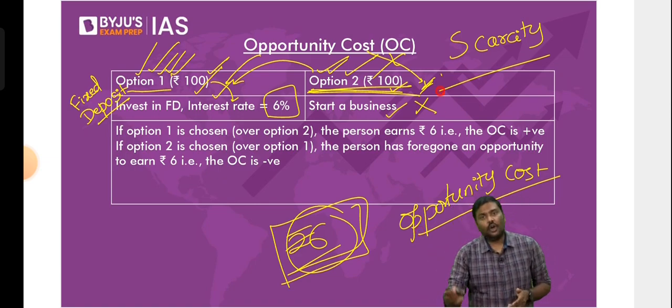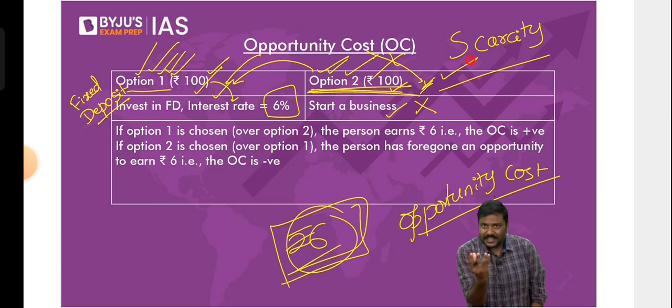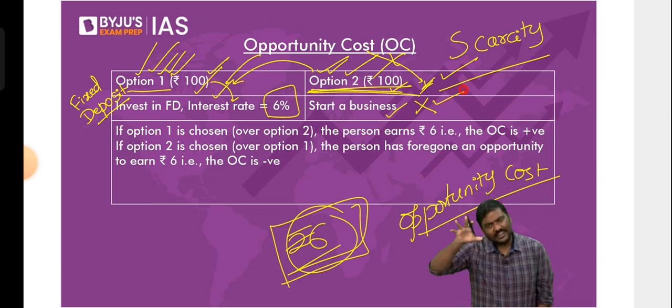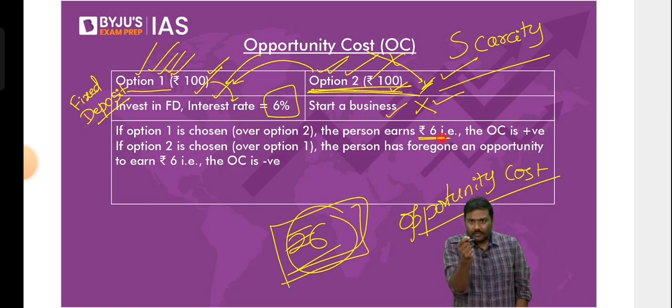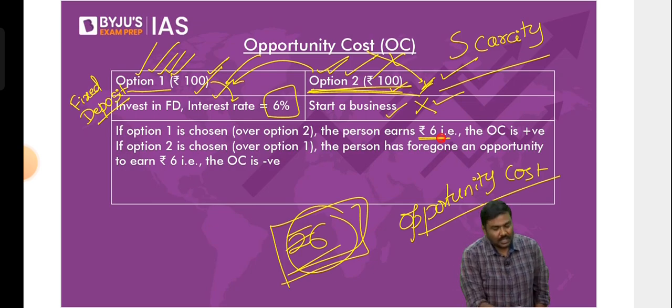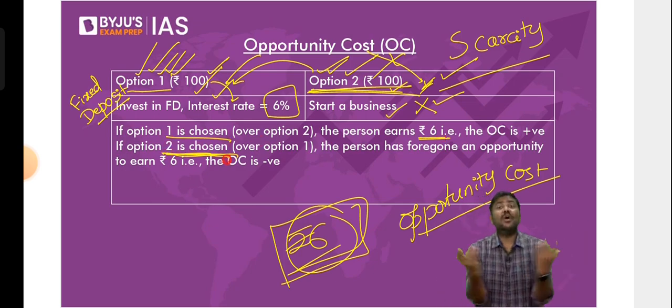In the first case, you went with option 2. You sacrificed option 1. You did not go with option 1. You went with option 2. So after one year, when you're looking at it, you realize that by investing in the business, I did not earn anything. Right now there is no earning. But rather than that, if I kept the same 100 rupees in the FD, I would have earned 6 rupees. So let me start with option 2. Because you have chosen option 2, you have lost an opportunity to earn 6 rupees.